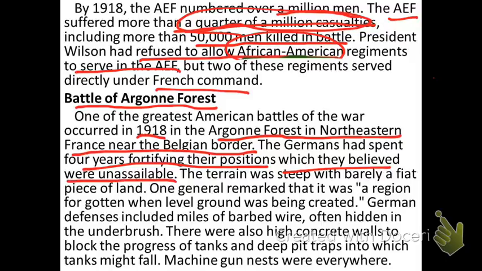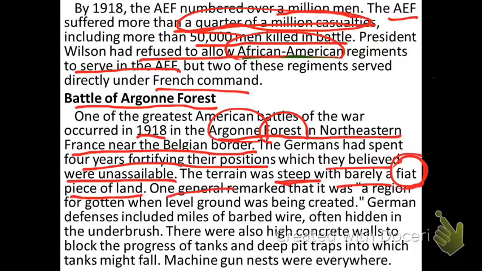The terrain was steep, with barely a flat piece of land. By the way, that should be the word flat. I'm sorry, that should be an L there. That's just a typo, I apologize for that. I'm going to stop doing that. You just know it's flat. A flat piece of land. So it was pretty steep. And of course, it is a forest, hence the name, the Argonne Forest. And so it was pretty steep, and it was difficult to maneuver.